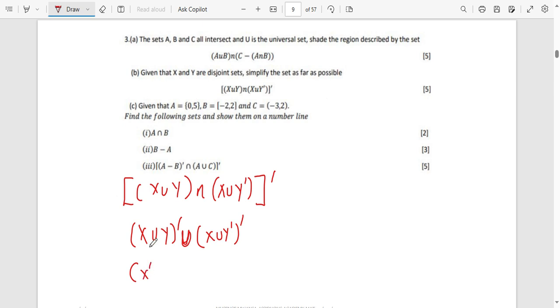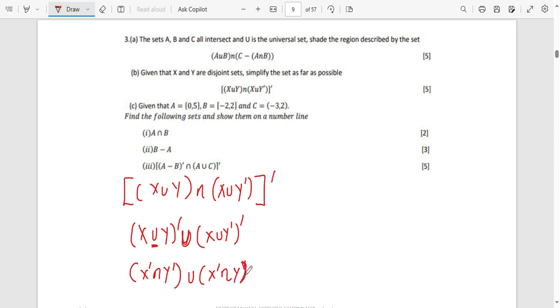What happens to the sign? What happens to the union? Intersection. Very good. And then this will still be there, and then this will be x complement. This also changes into intersection. But what will happen? What are we going to have? Y complement. Just y. Excellent.